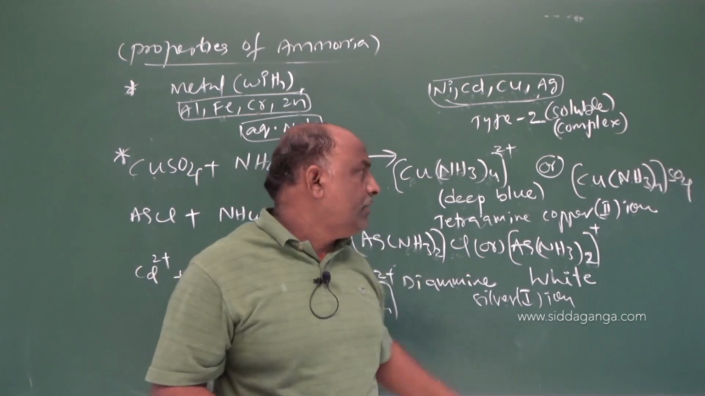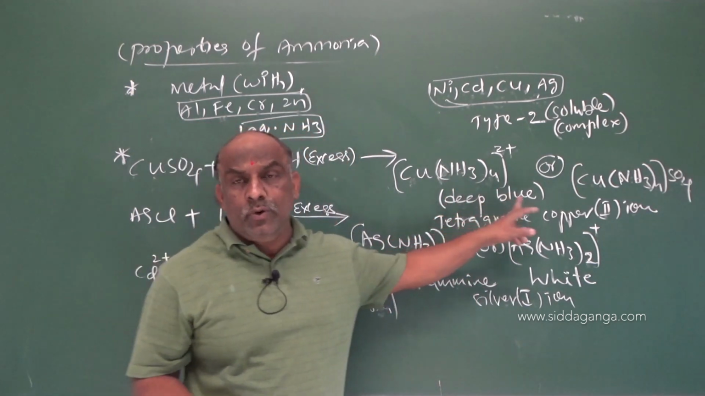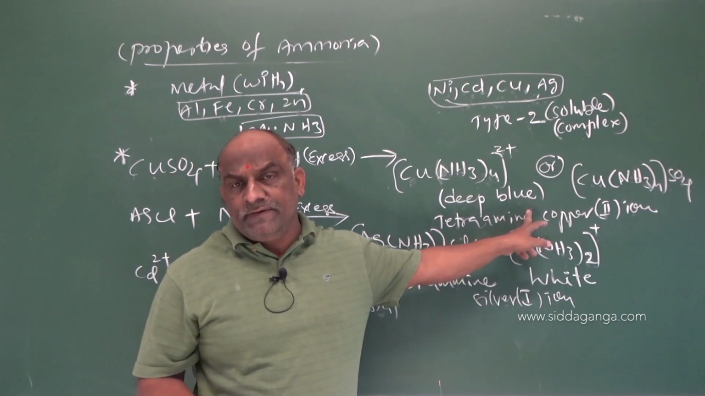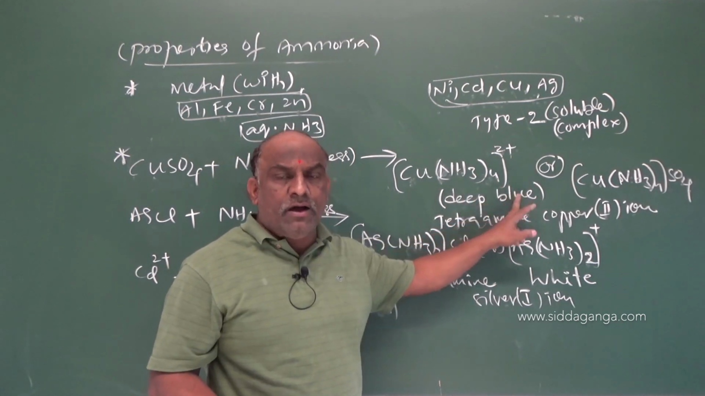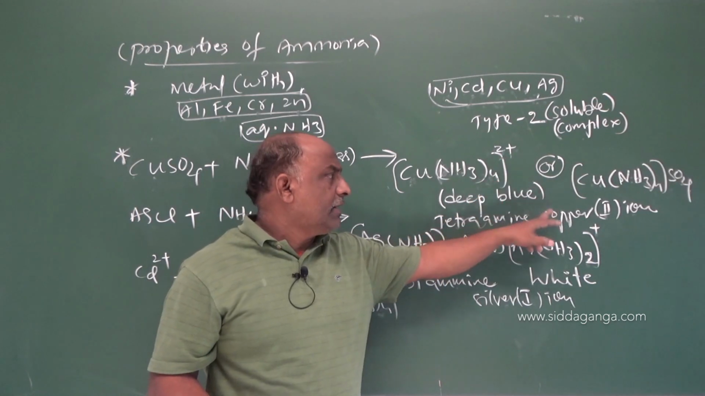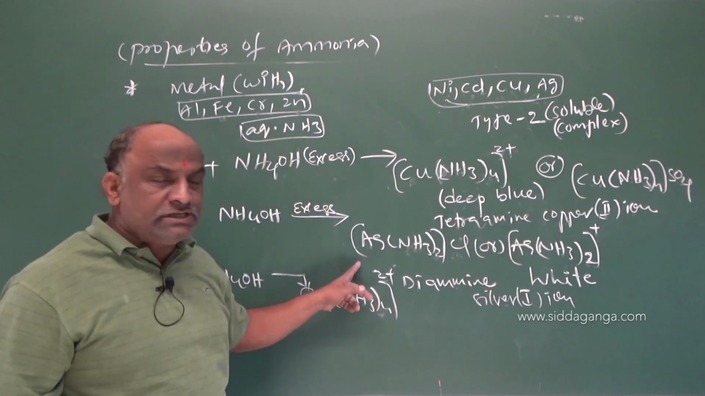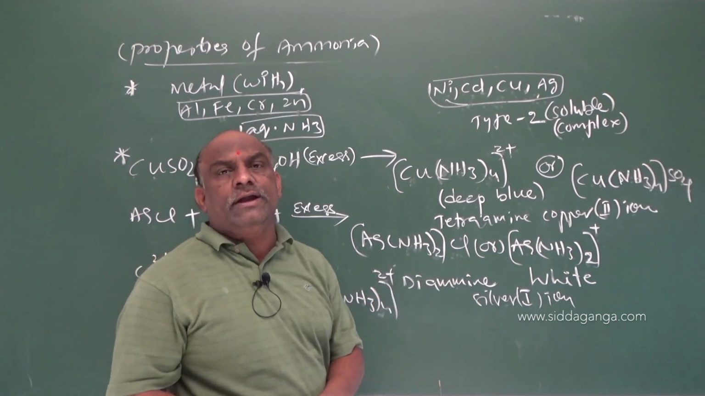For solubility we require excess ammonia. With copper salts we get a deep blue colored compound, which is a complex compound: tetramine copper 2 sulfate, or tetramine copper 2 ion. While coming to silver, it is diamine silver only; the remaining we said are tetramines only.